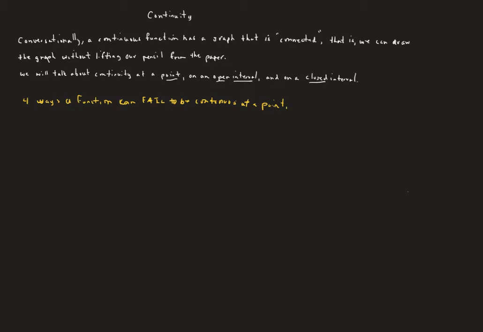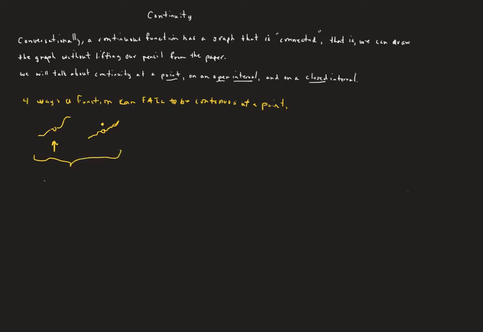So here are the first 2 ways. So we can have a function that has a hole in the graph. So at this point right here, it is not going to be continuous because you can see you would have to lift your pencil from the paper. You could also have a hole in a graph that was defined to be something other than what would fill in the hole. Each of these 2, these are our first 2, these have a name.